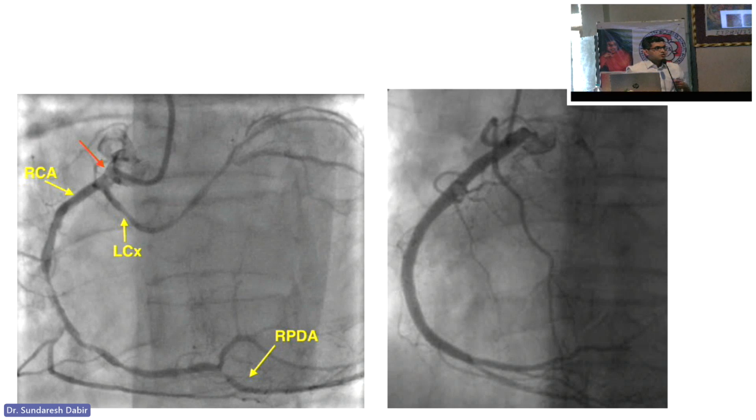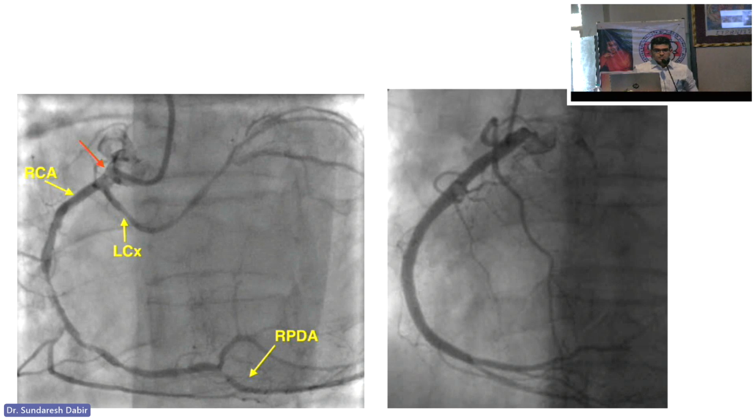Okay. And the most common RCA anomaly is the high anterior origin. So you can see here, normally the tiger should look like this, right? But the tiger is facing forward. This is the anterior origin of the RCA. This is the most common anomaly which we see in angiograms.